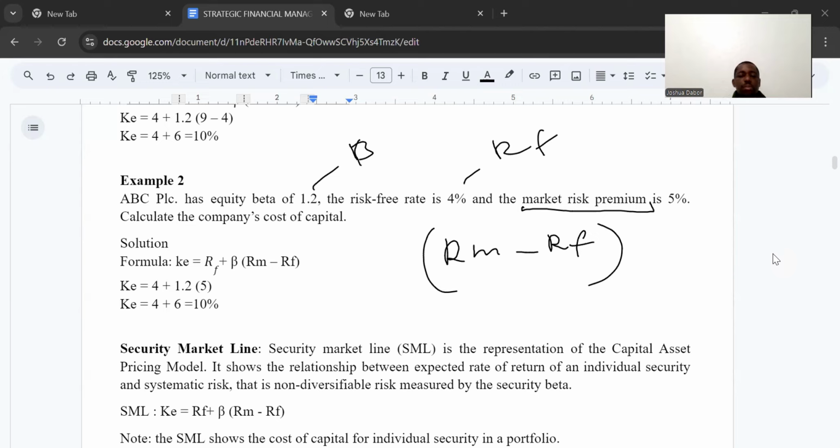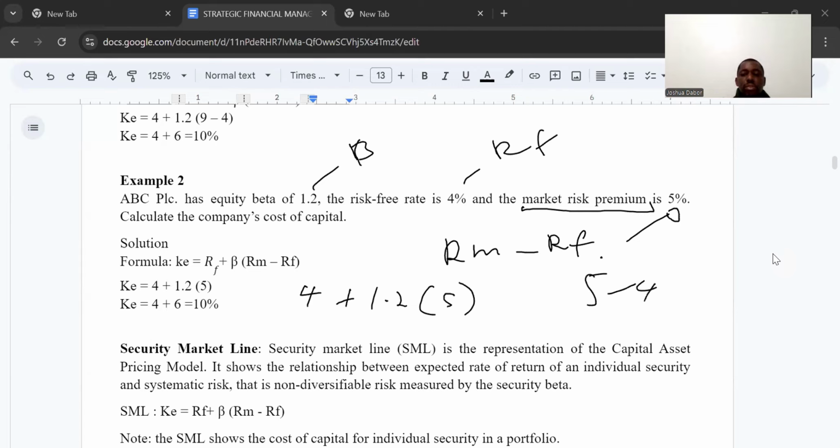Since we are given the market risk premium, we are not going to be doing RM minus RF. It is just your RF, which is 4%, plus the beta, which is 1.2, into what has been given as RM minus RF, which is 5%. So you just bring that in here. You are not doing 5 minus 4. Okay, I hope that is understood. So your final answer will be 10%.